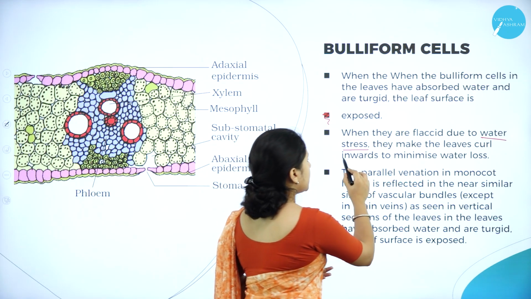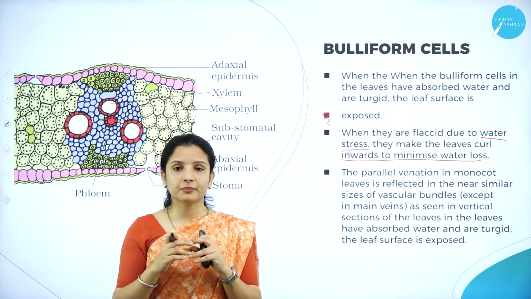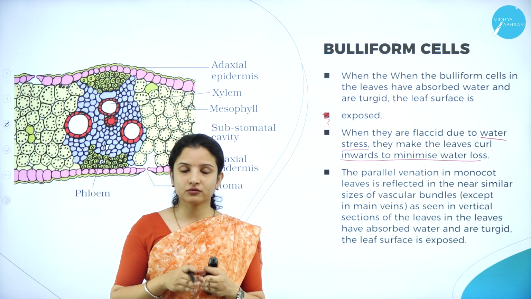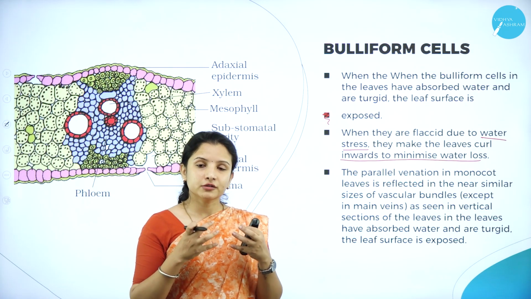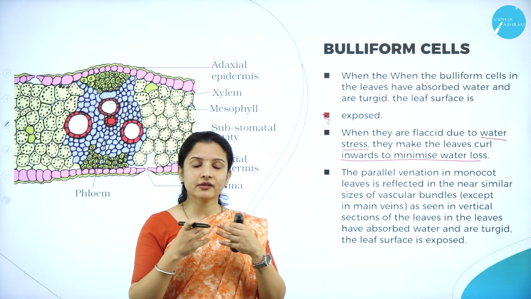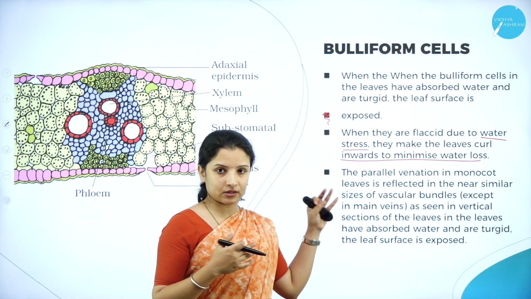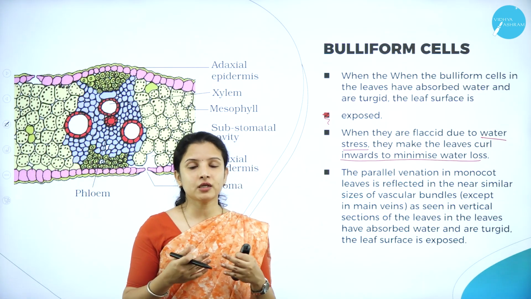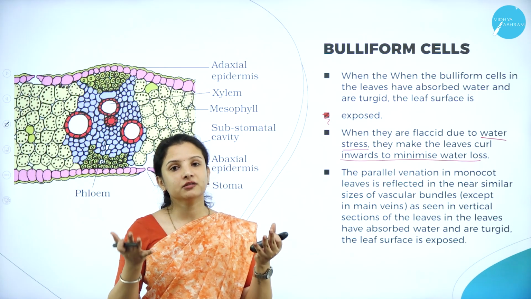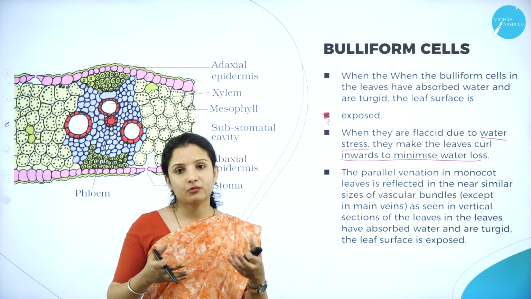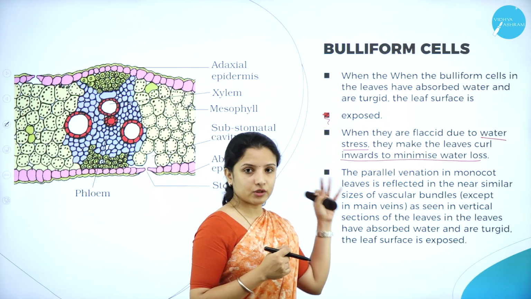So therefore, in order to minimize the loss of water. When it curls inwards, what happens? The exposure of the stomata to the external surface is also limited. Not just that, it also reduces the leaf surface area, therefore the loss of water is prevented. So this is how it helps the leaf both during the presence of excess water, and also when there is the lowest amount of water or during the water stress condition. So this is the function of the bulliform cells.